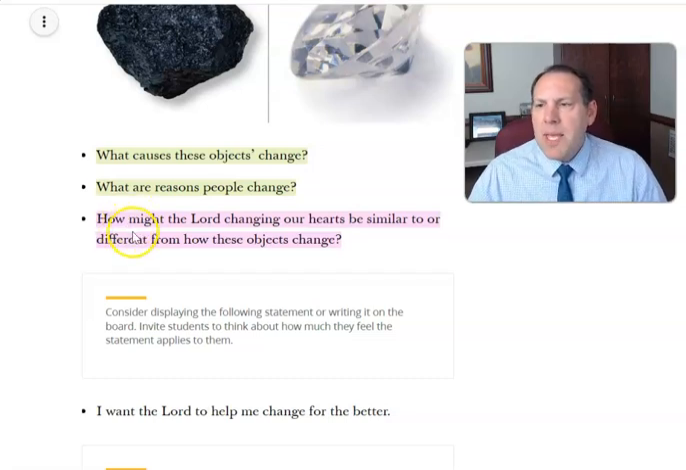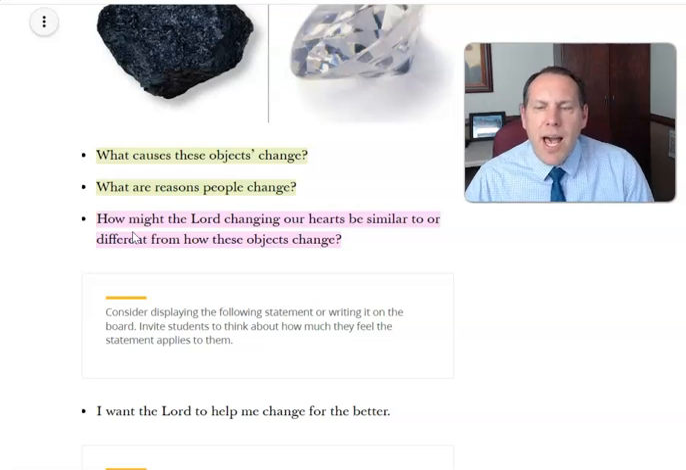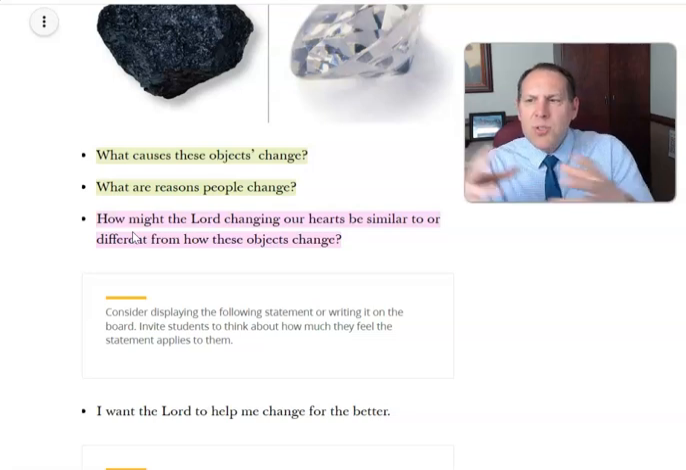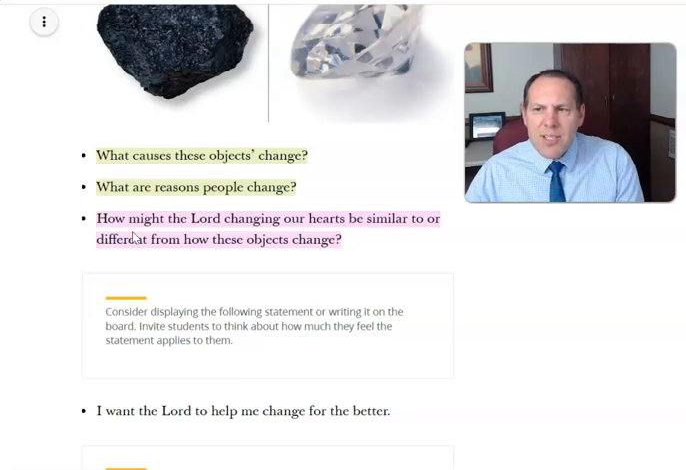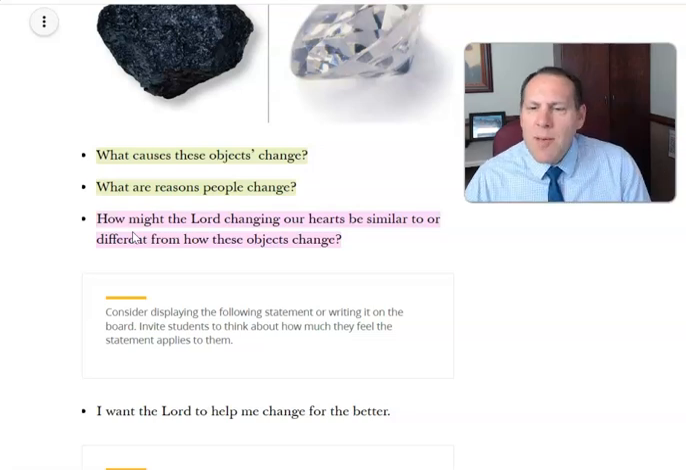And so I put in pink, maybe this is a pair and share. Ask your neighbor, how is the changing of coal to a diamond similar to how people change over time? Are the reasons for change the same, or are they different?